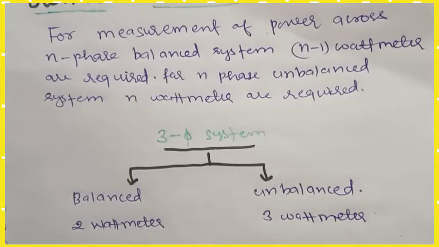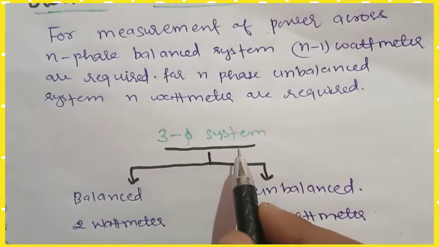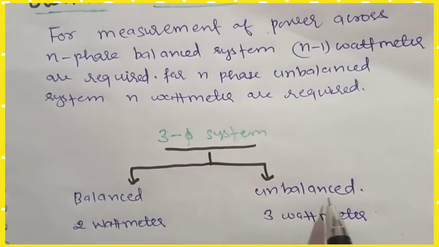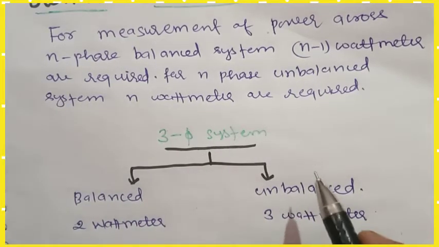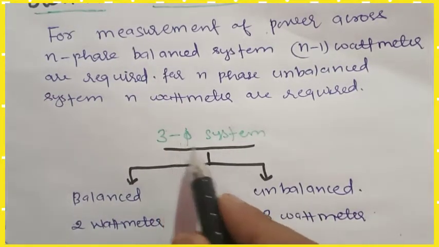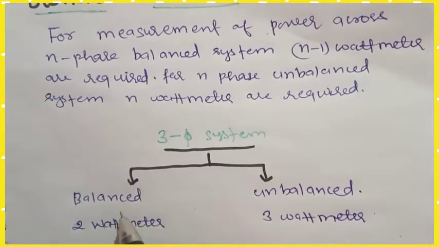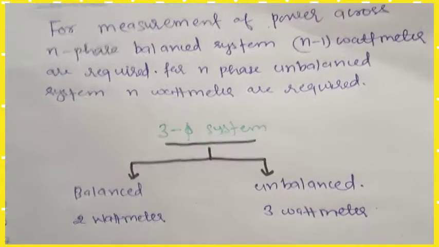Friends, I will tell you about the three-phase system. A three-phase system can be of two types, balanced and unbalanced. We know from Blondel's theorem that for unbalanced we need n wattmeters. It means for a three-phase unbalanced system, 3 wattmeters, and for a three-phase balanced system, n-1, meaning 3 minus 1, 2 wattmeters are required. First we have to know what a wattmeter is.